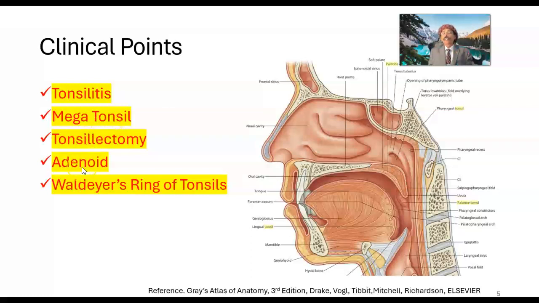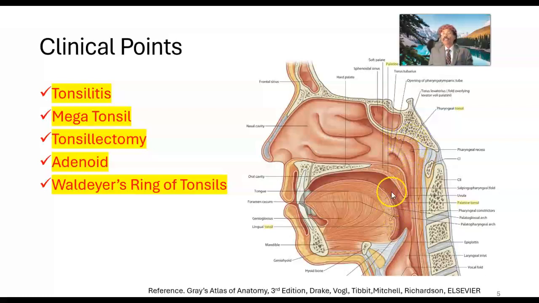Adenoid is the nasopharyngeal tonsil. Here is the pharyngeal tonsil here. If it is large, we call it adenoid. Okay, Waldeyer's ring of tonsils: palatine tonsil, lingual tonsil, tubal tonsil, some lymphoid tissue over the pharyngotympanic tube area, and the pharyngeal tonsil.